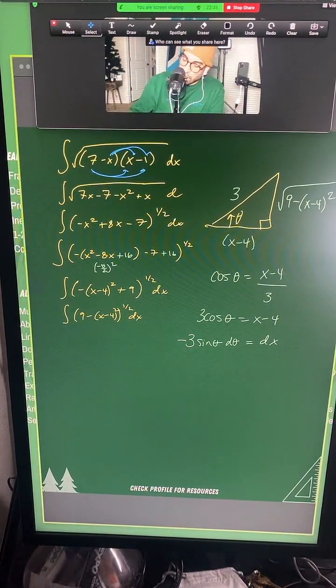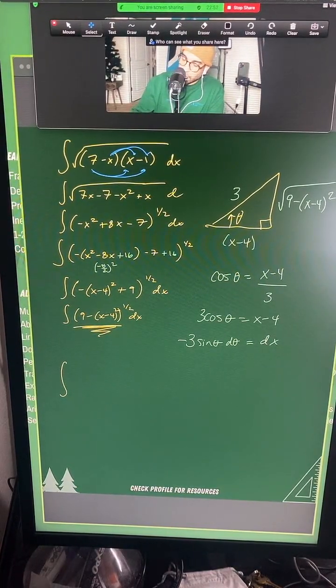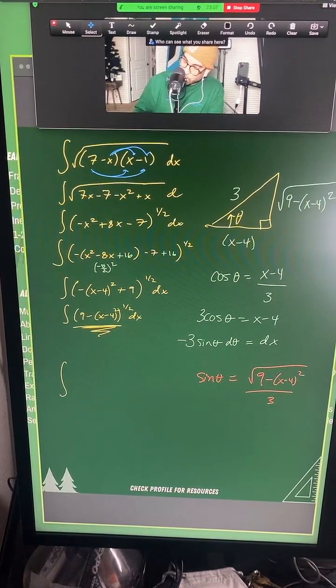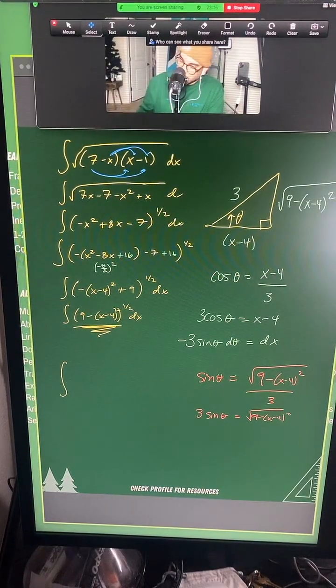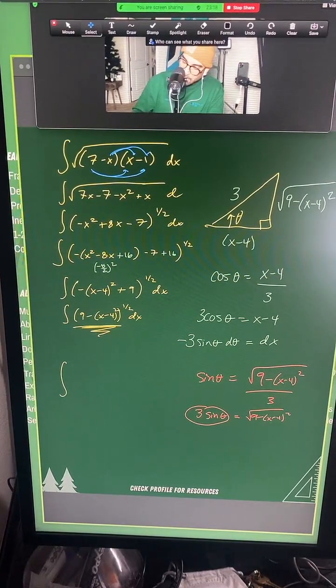Okay, so let's go ahead and use this idea for our integral. So we have the integral of this square root of 9 minus (x minus 4) squared that I'm trying to rewrite. If I look at the triangle that I have on the right side, I can technically do sine of theta is equal to opposite, the square root of 9 minus (x minus 4) squared, over 3. So if I multiply the 3 to the other side, I really have 3 sine theta is equal to the square root of 9 minus (x minus 4) squared. So 3 sine theta is this entire value. And that's my new integral so far.